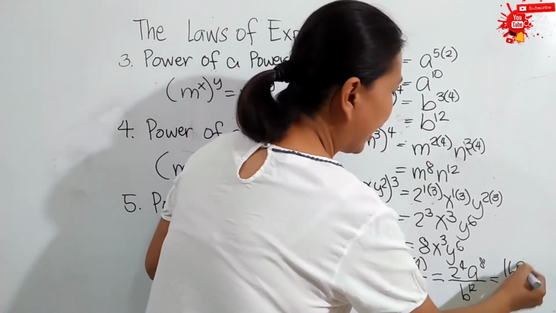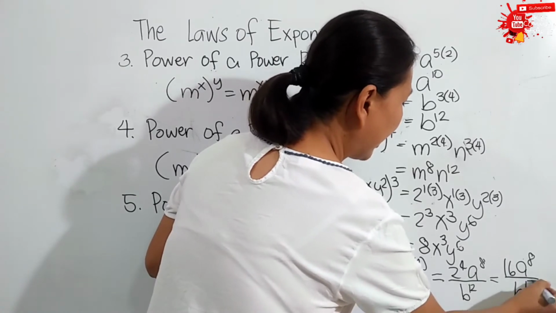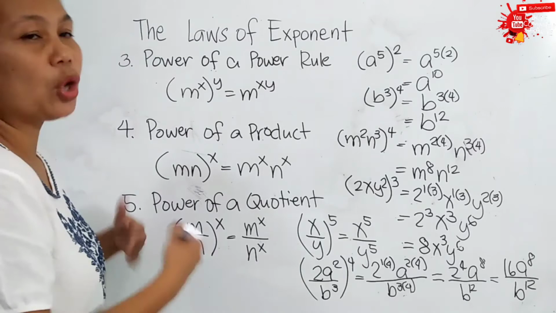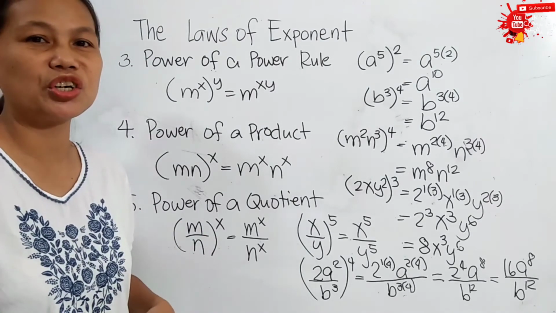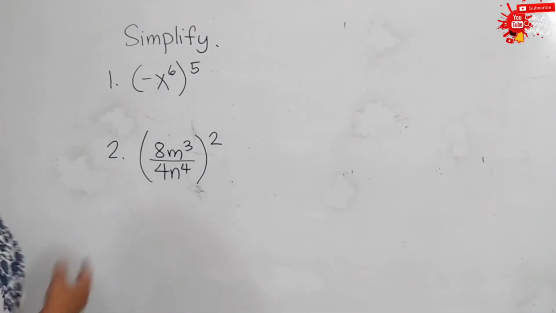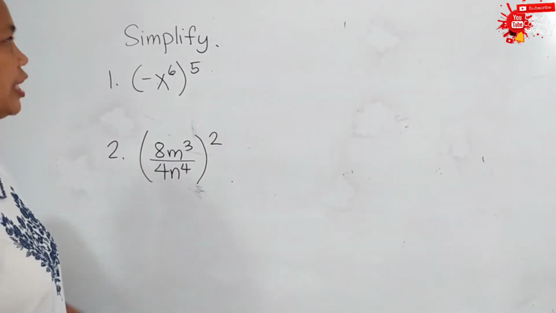Then we have here a raised to 8 over b raised to 12. So I hope you understand the laws of exponents. If you have questions, just type your question in the comment section. Okay, let us have more examples for the laws of exponents.